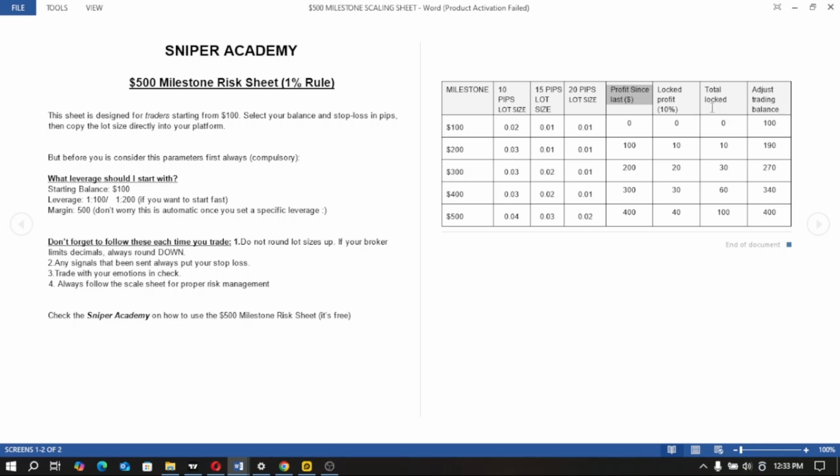That's what it means. Then you will now keep total lock. Total lock means how much money you have locked. The reason why it's like this is because this scale sheet was designed to have a plan B in case things go wrong. So that is what it means. If you keep following this from 200, 300, 400, 500, you should see that in your total lock, you will have additional $100 sitting in another account.